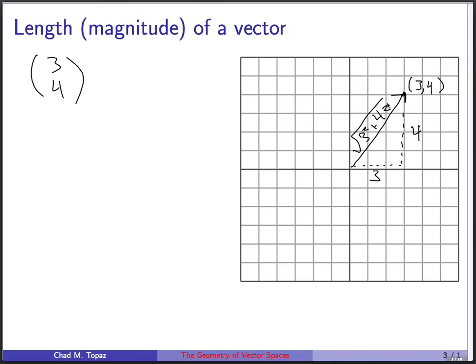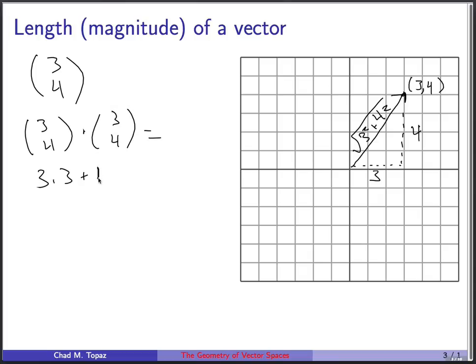Okay, well, we can get that same result using a dot product. If we take this vector and dot it with itself, what we get is 3 times 3 plus 4 times 4, which is 3 squared plus 4 squared. The length of the vector is the square root of that.